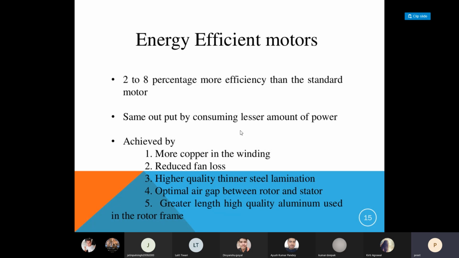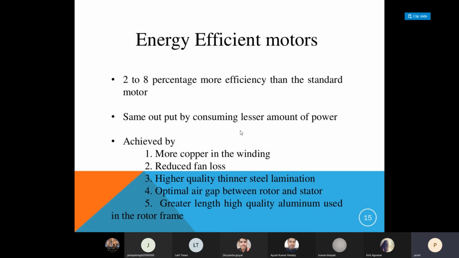And what does it mean? It will give you the same output by consuming a lesser amount of power. How can you achieve this, and what changes do you need to make to build an energy efficient motor? You can achieve it by providing more copper in the winding. You can have reduced fan losses, and you can use higher quality, thinner steel laminations so that you can reduce your hysteresis or eddy current losses.